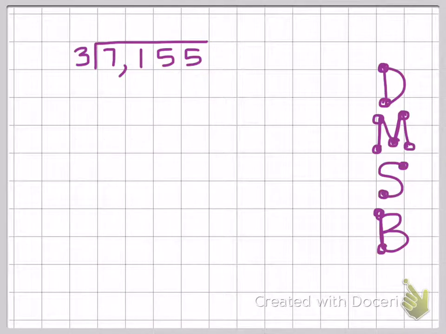Okay, let's try another one. Again, we're going to pause the video. I want you to try this one on your desk. 7,155 divided by 3. And you'll also explain it to your shoulder partner, and then we'll come back and check your work. Okay, let's check it.